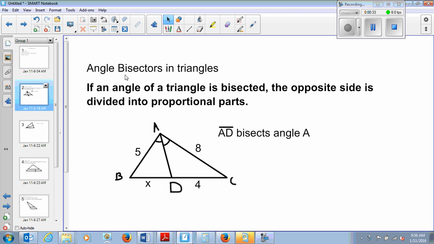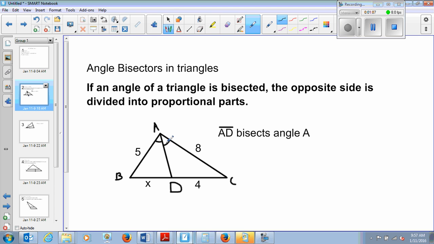The first part we're going to talk about is angle bisectors in a triangle. If an angle of a triangle is bisected, the opposite side is divided into proportional parts. So if we look at this, we see that angle A has been bisected by AD. The proportional parts, though, is actually this side is going to be proportional to the sides that it's adjacent to, and your book talks a little bit about that. Just thought that was maybe a little bit too much to write, but I think you'll be able to see this relatively easily.